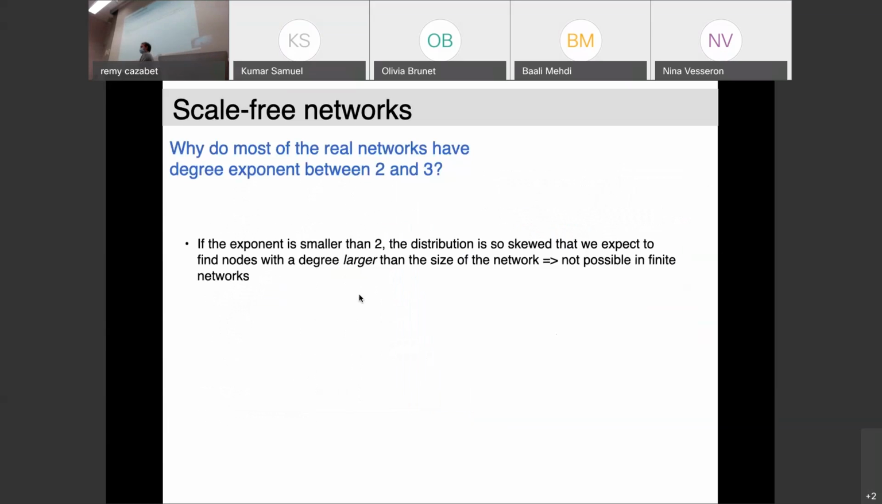So why is it between 2 and 3? Actually, there is a good reason for that. It's not magic. If the exponent is smaller than 2, then the distribution is extremely skewed. So it means that you can have quite high probability to observe very large nodes. And if it's smaller than 2, then on a finite network you have a probability of observing nodes that have a degree which is larger than the number of nodes. Obviously, it's impossible to have in a network a node with a degree which is larger than the number of nodes in the network. So this should not happen unless it happens only on a small range of degrees.